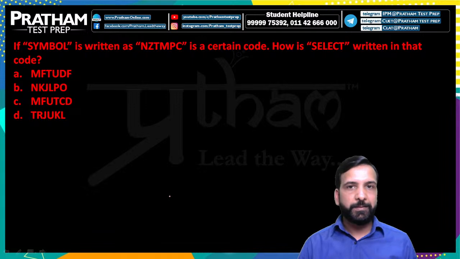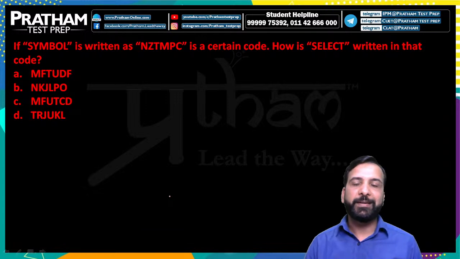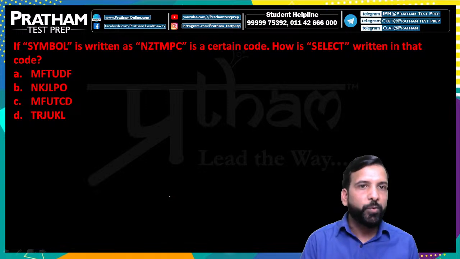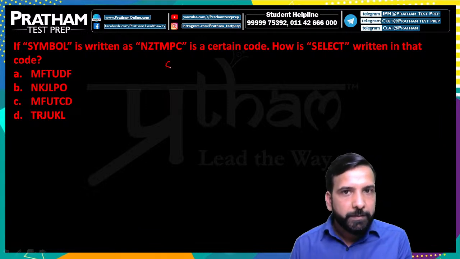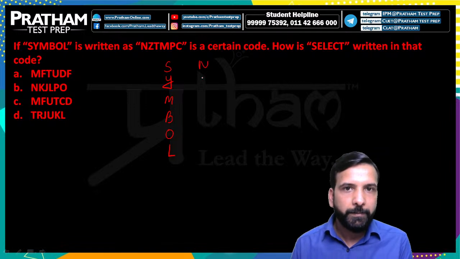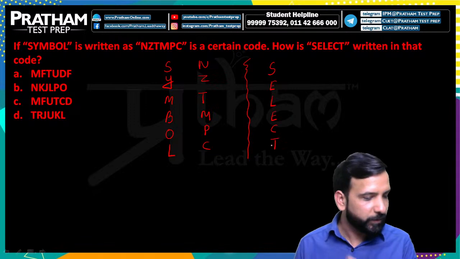If symbol is written as N, Z, T, M, P, C in a certain code, how will select be written in that code? In some code language, symbol is coded as this, then what is the code for the word select? So what do we have given? Symbol is coded as N, Z, T, M, P, C. And we are looking for the code for the word select.